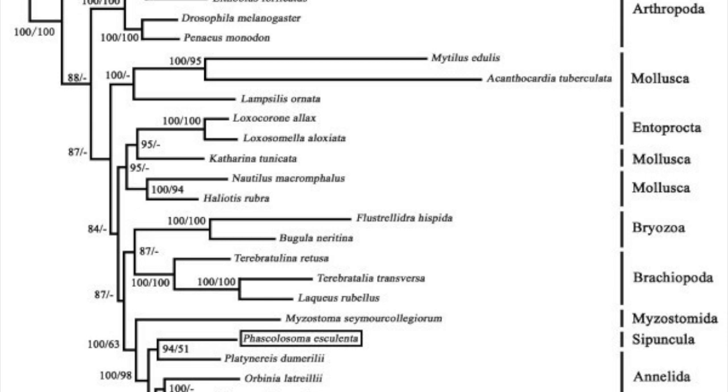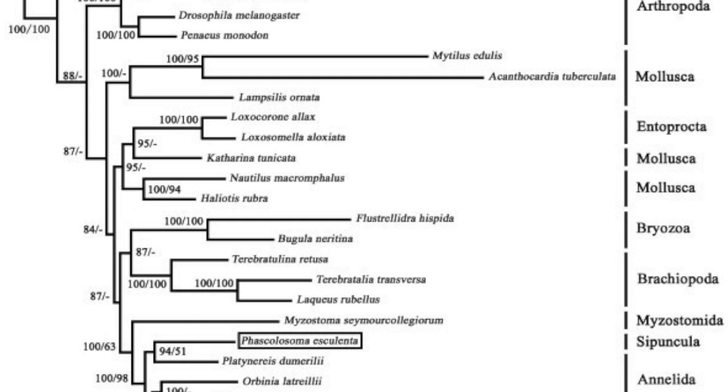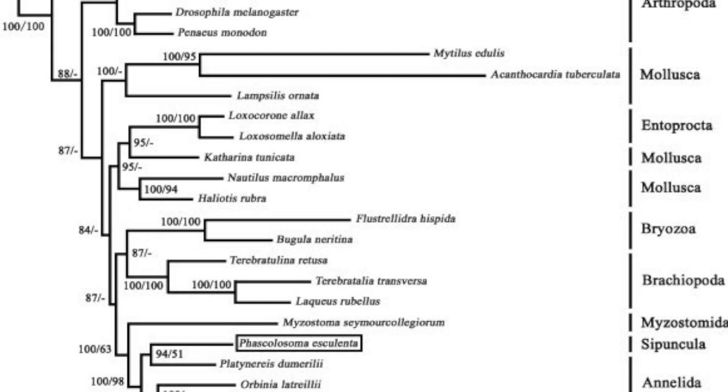Through this data matrix tree, you can see that Sipuncula and Annelida share the most characteristics. But after looking at the RNA sequences and creating a phylogenetic tree, Sipuncula share a most recent common ancestor with Echinodermata and Chordata. According to fossil records, Sipuncula may have existed in the early Cambrian era, 520 million years ago.